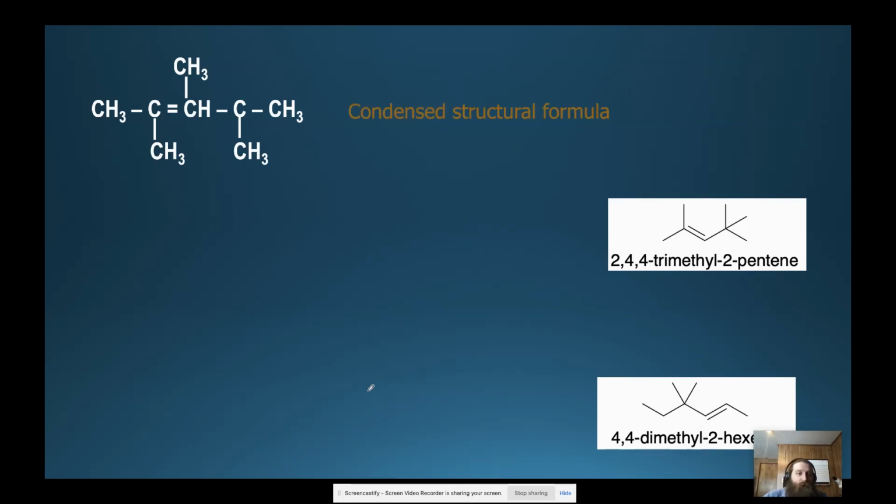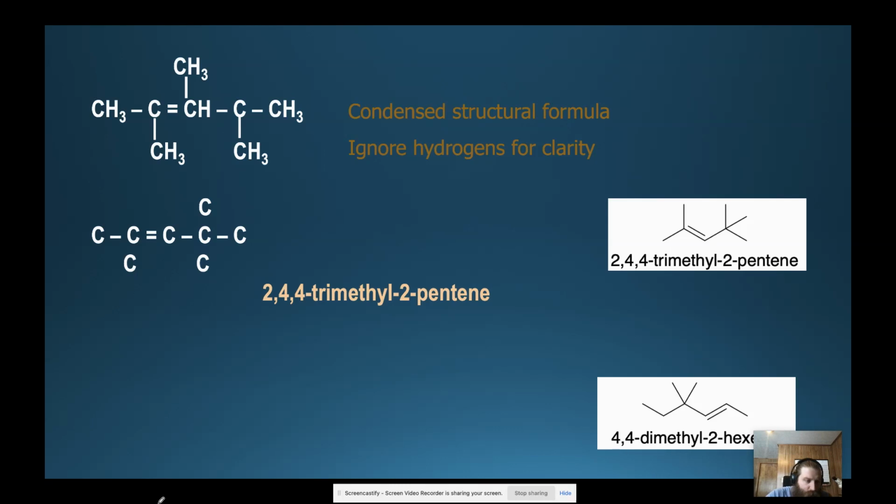All right, this is the condensed structural formula up top. We can ignore those hydrogens. All right, and so this is what we're looking at. And so when we want to name this, all right, let me switch over to a different color real quick.